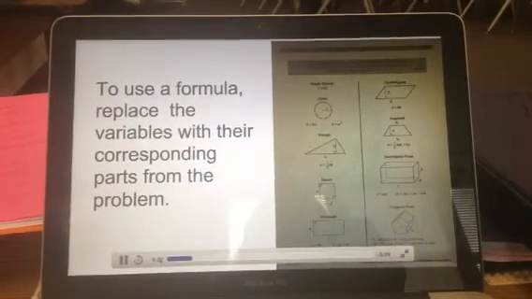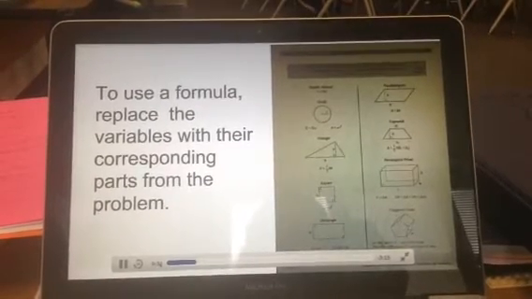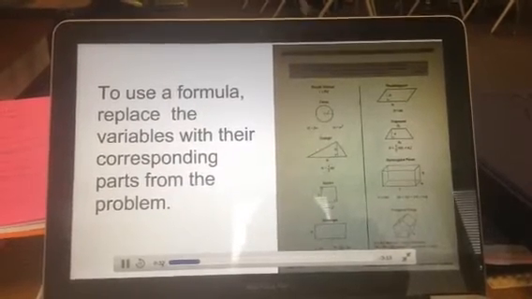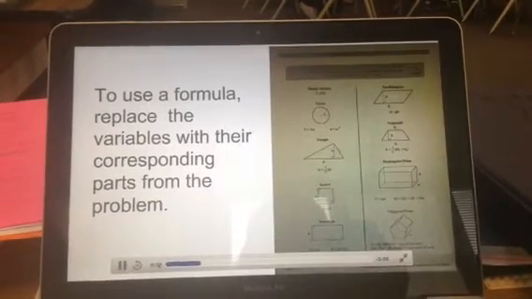Continuing on that same toolkit entry, you're going to include, to use a formula, replace the variables with their corresponding parts from the problem. Now let's apply that in the next example.